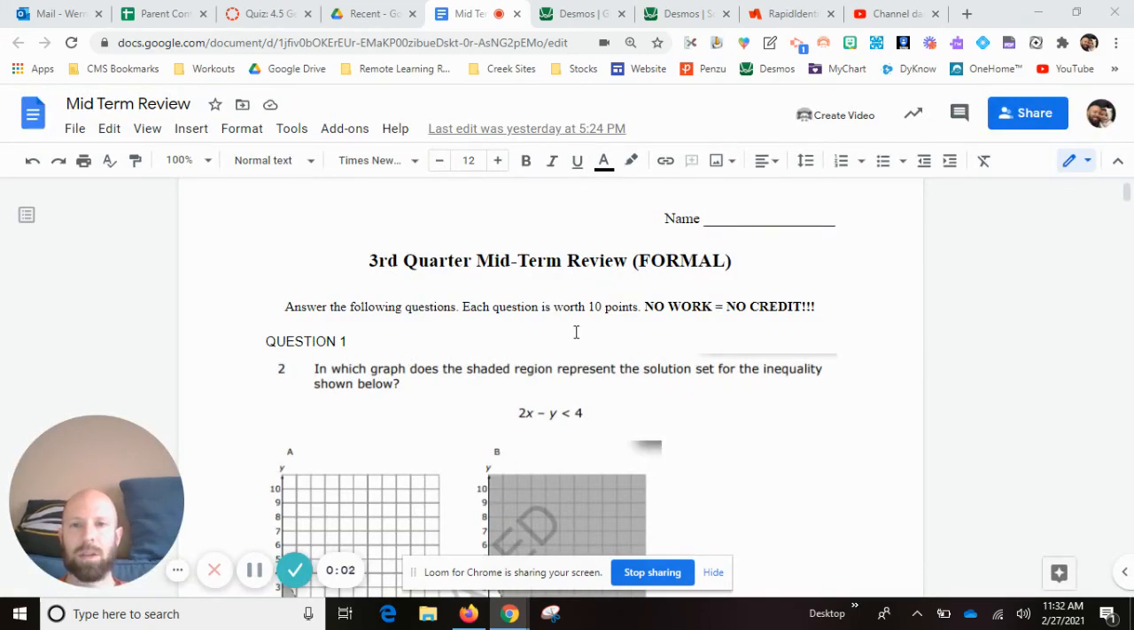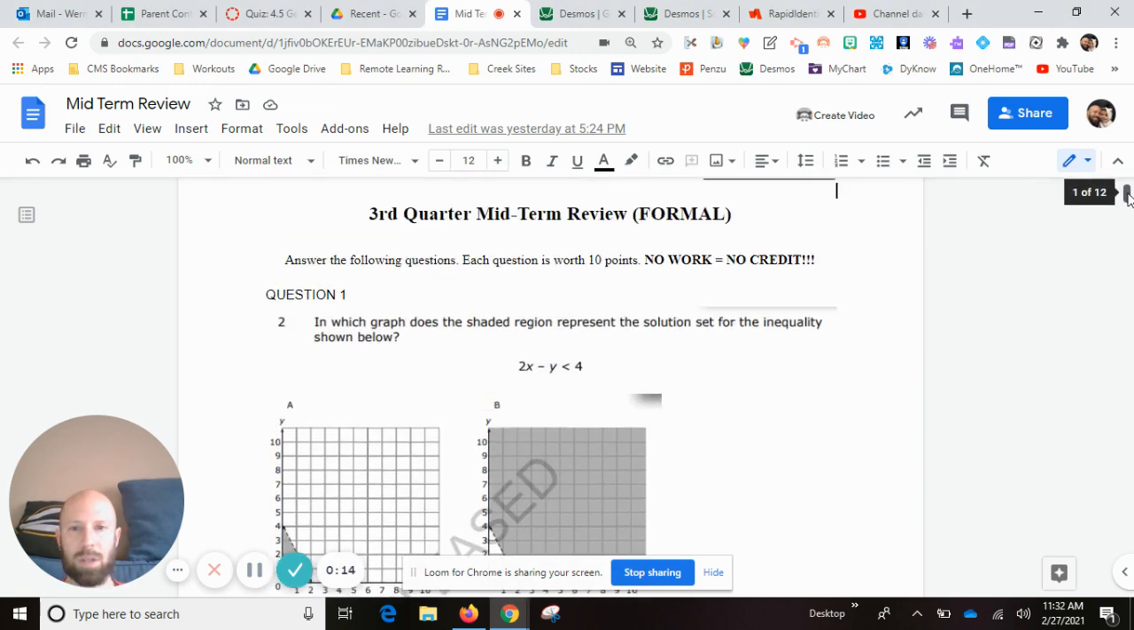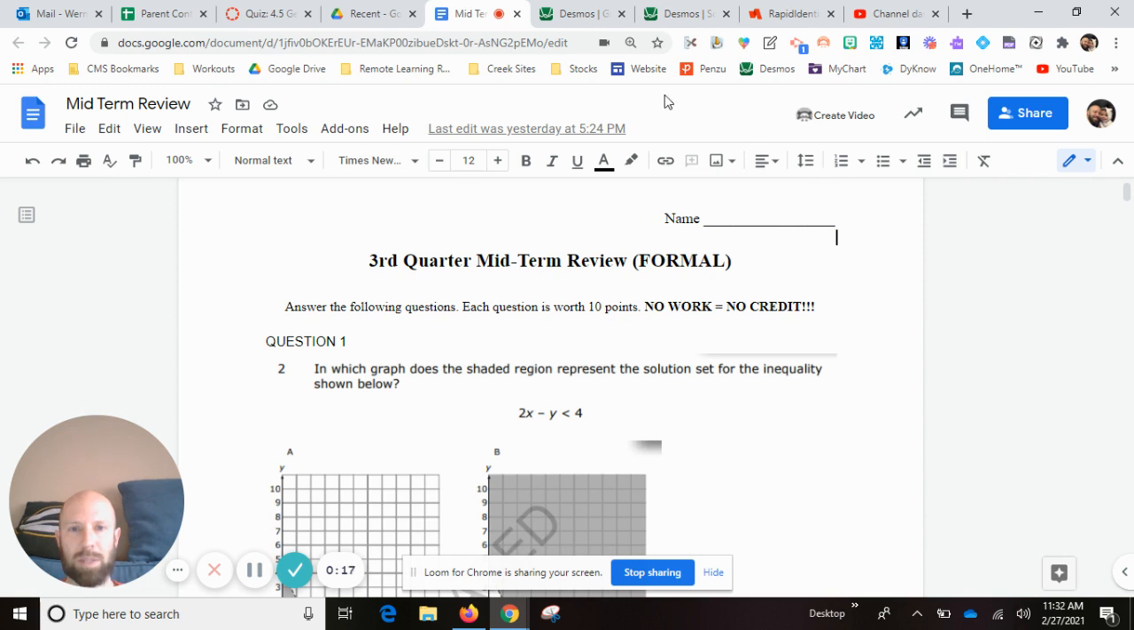All right, let's take a look at the third quarter midterm review. First one, question one, we need to type in the inequality 2x minus y is less than 4. Find out which graph below that is represented by. So let's hop into Desmos.